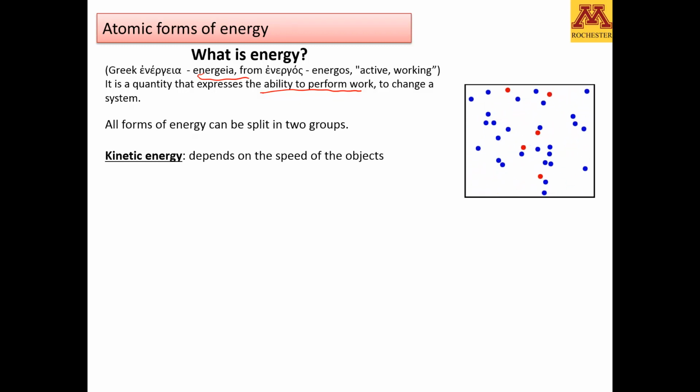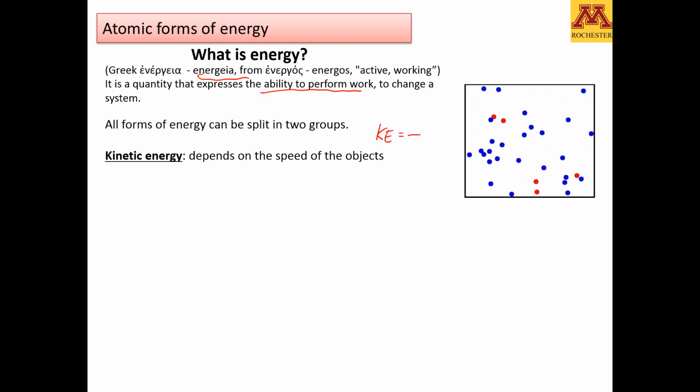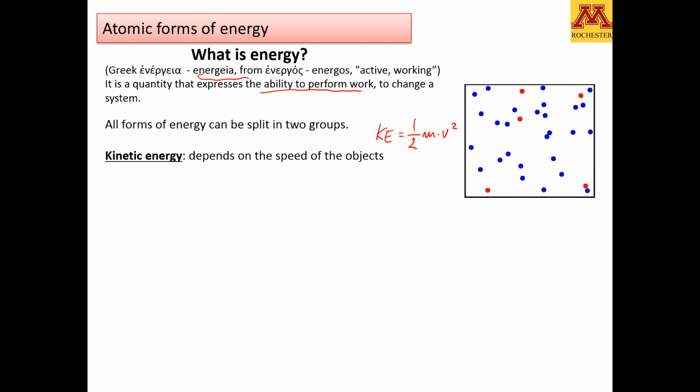At the atomic level, there is kinetic energy, and if you've taken physics, you may be familiar with this formula in which the kinetic energy is proportional to the mass of the particle and the square of the velocity. The higher the velocity, the higher the kinetic energy; the higher the mass, the higher the kinetic energy. It's pretty straightforward to imagine that a gas with high temperature, high kinetic energy, will have more energy.